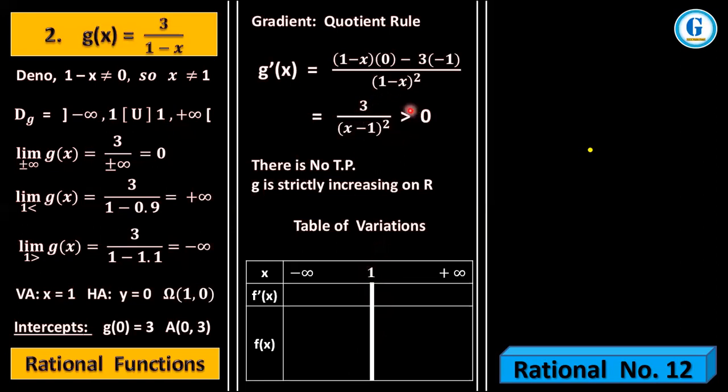Now, this gradient function tells us that the monotonicity of this curve is such that g is strictly increasing. So the gradient function is always positive, and therefore it increases from negative infinity to 1, and also increases from 1 to positive infinity. Now we can get these other values from the limits. As x tends to negative infinity, from limits, what did we have? g was tending to 0, or y tends to 0. So it increases from 0 to, as x tends to 1 from below, what did we have? Positive infinity.